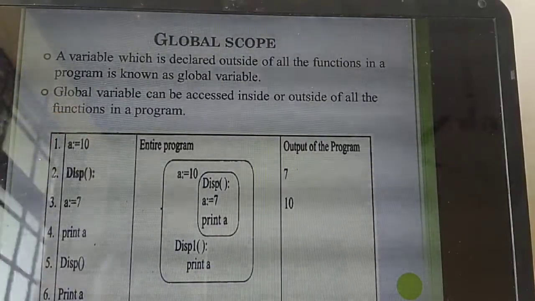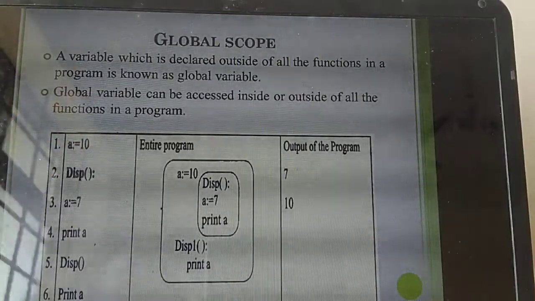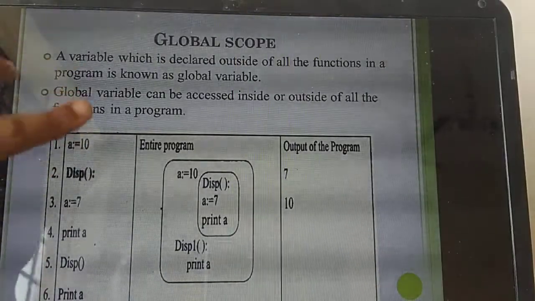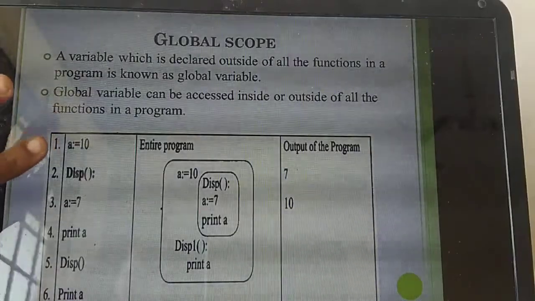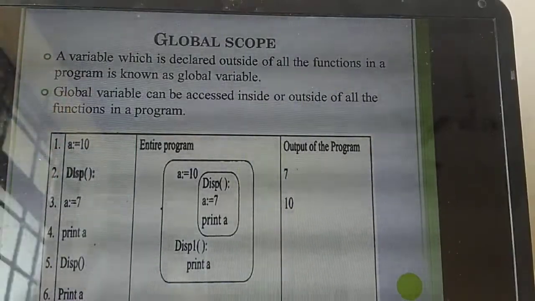So first I have declared the variable A. I am binding the value of A as 10. Whether I have given this value, whether it is outside the function or inside the function.